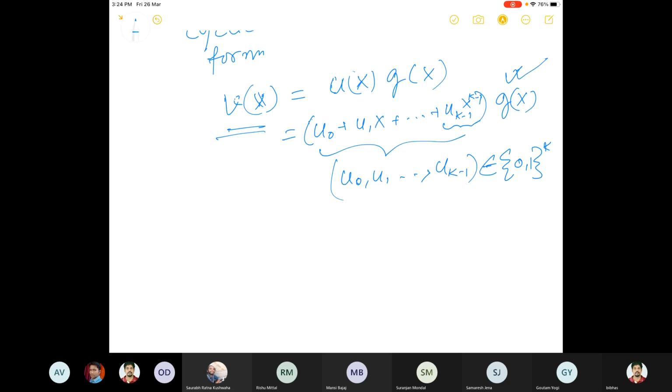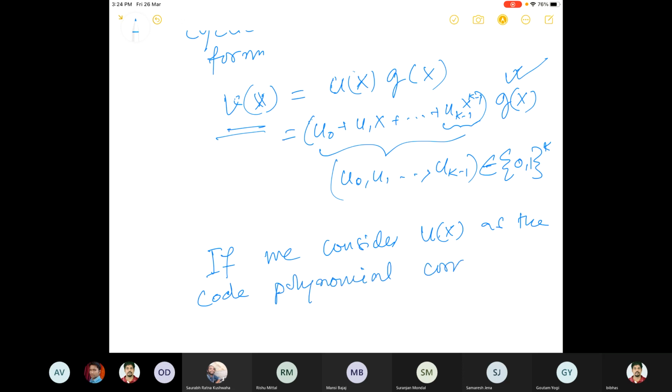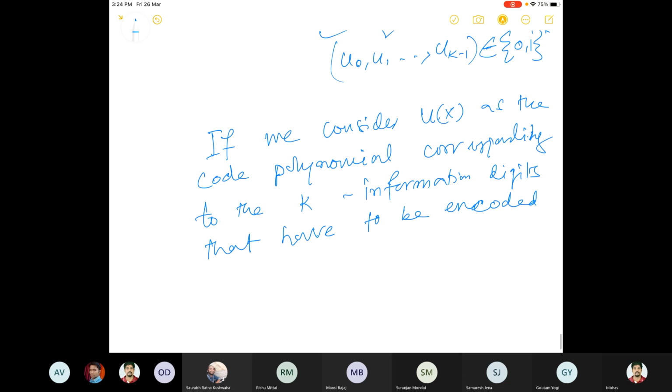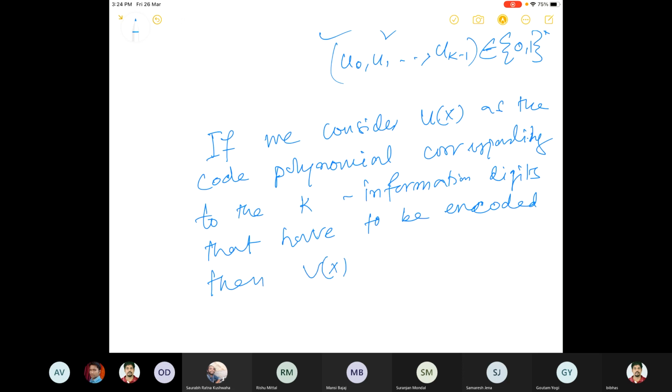Okay. So if we consider Ux as the polynomial corresponding to the k information digits that have to be encoded, then Vx is the corresponding code polynomial. That's it.